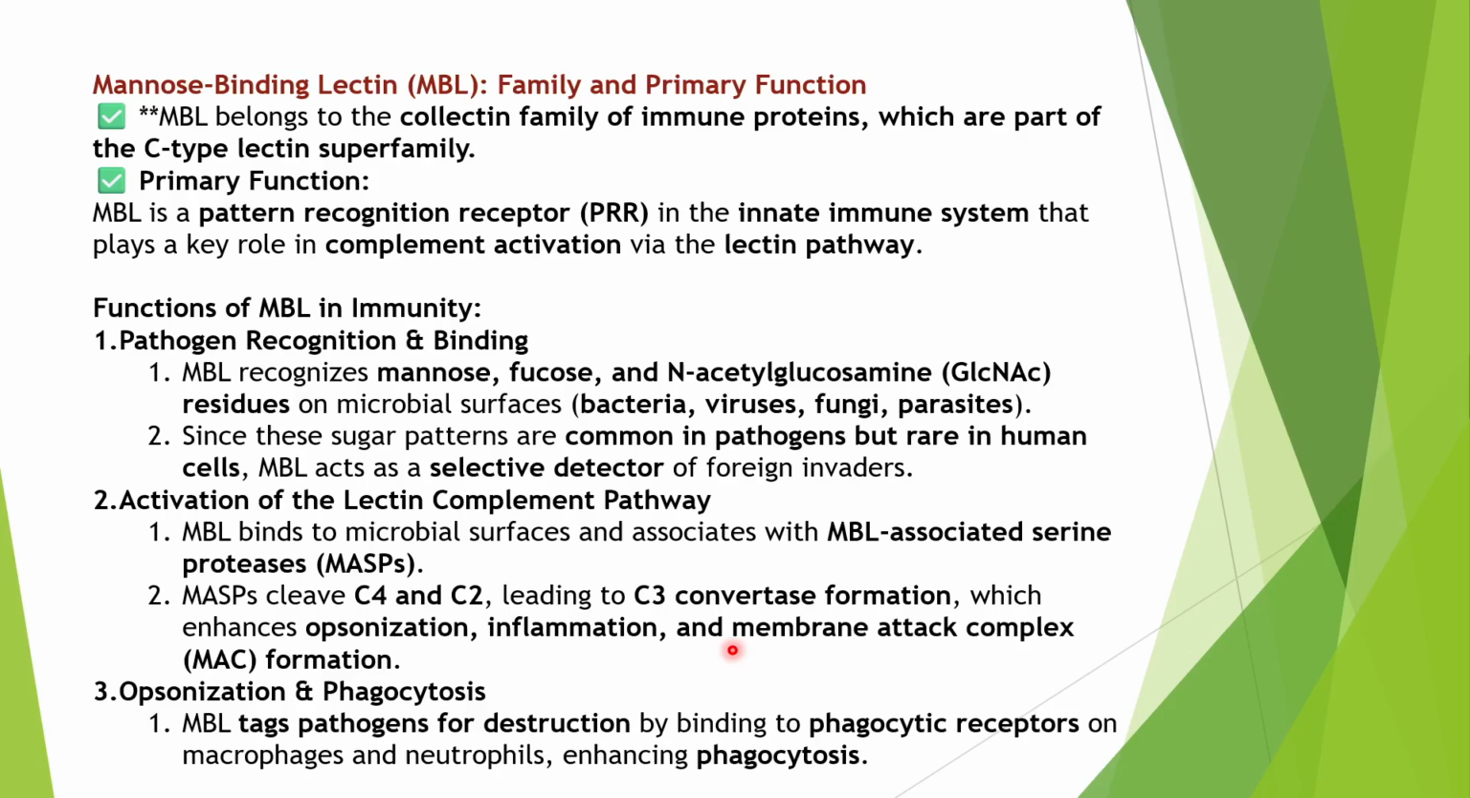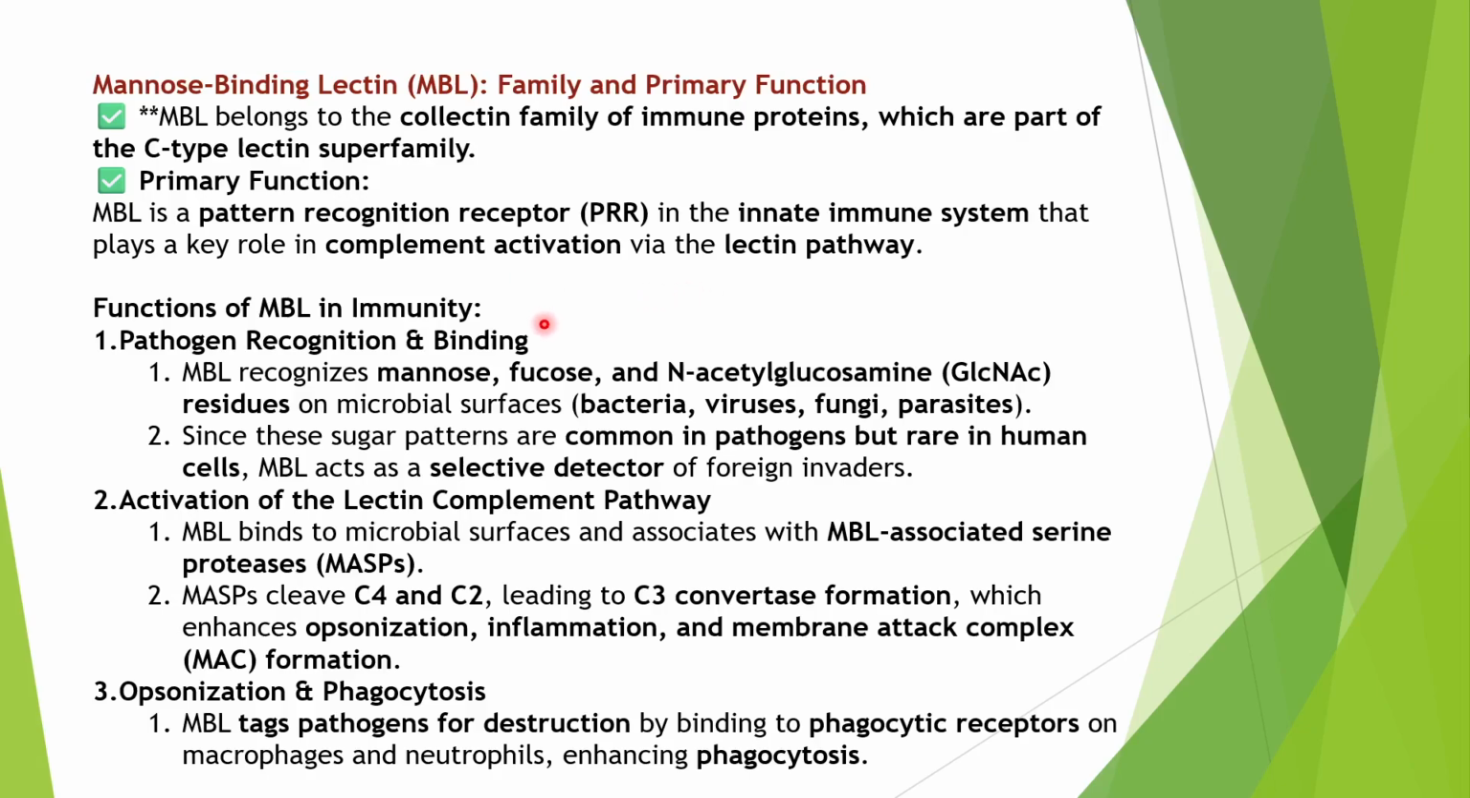Next is the mannose binding lectin. So mannose binding lectin, or MBL, belongs to the collectin family of immune proteins, which are part of the C-type lectin superfamily. The main function of MBL is as a pattern recognition receptor, and it helps in innate immunity and activates the complement system via the lectin pathway.